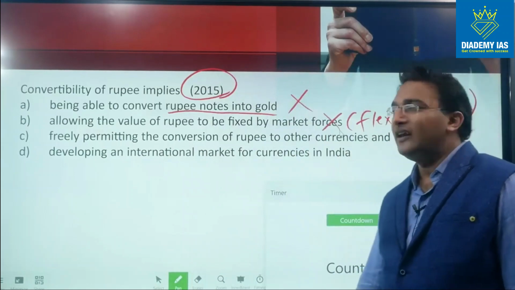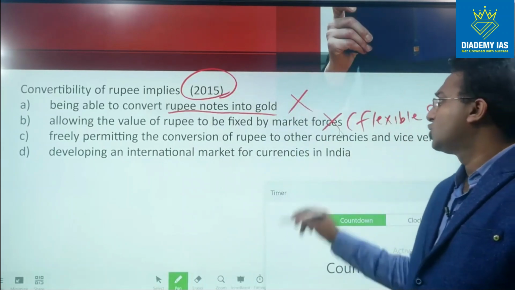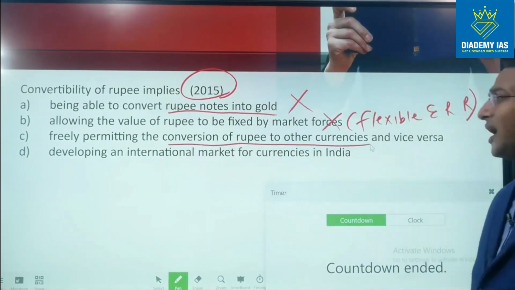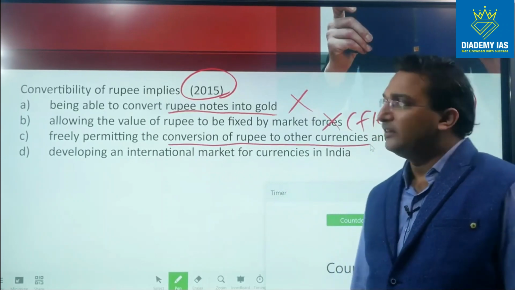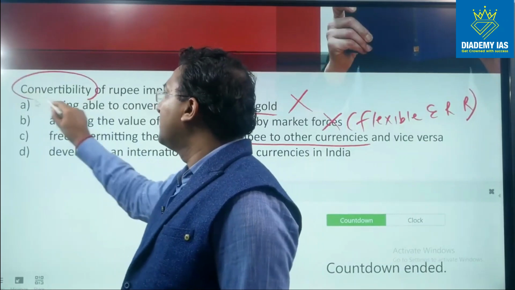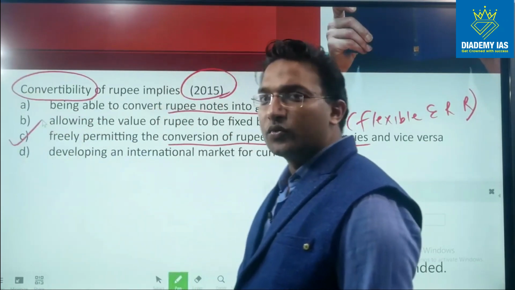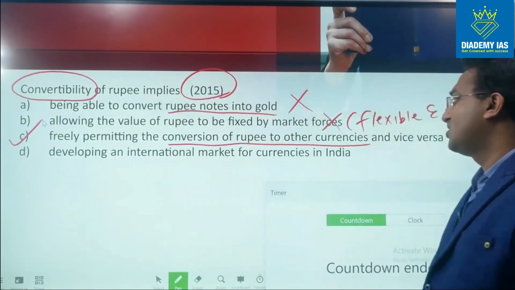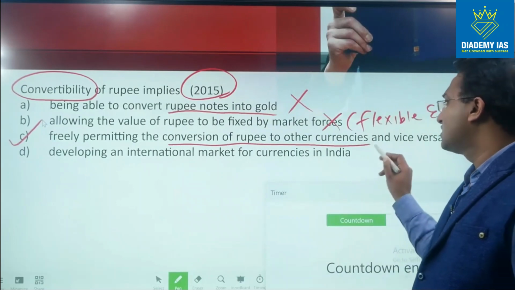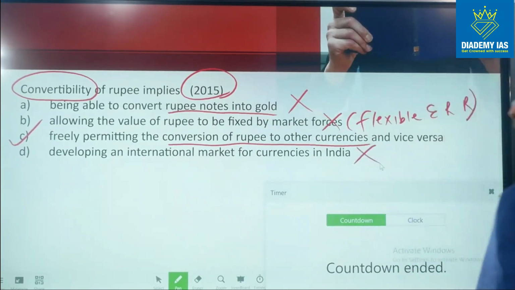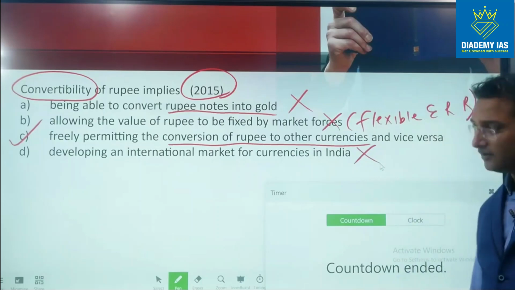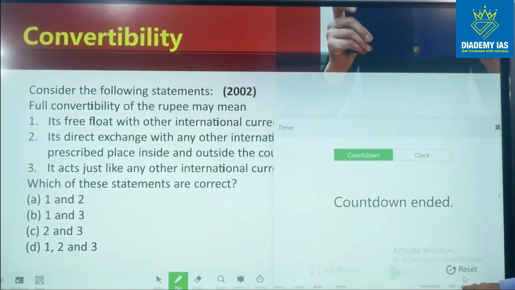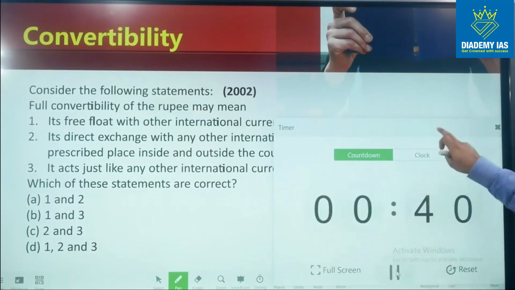Option C, freely permitting the conversion of rupee to other currencies. Yes, when we are allowing conversion of domestic currency into other currency and vice versa, this is what we mean by convertibility. So the answer is option C. Still, we will also read option D, developing an international market for the currencies in India. This is also not the right answer. So the answer is option C. Next question. Again you get 40 seconds. So your time starts now.